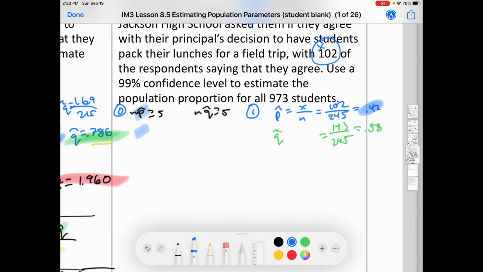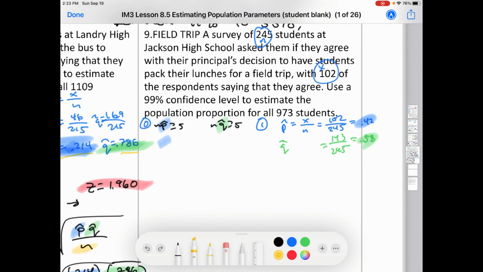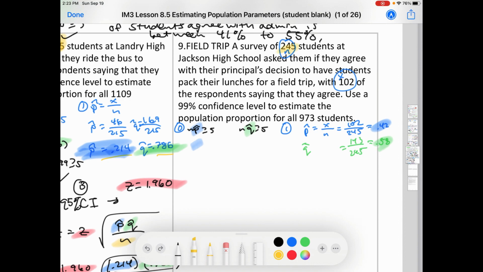So 0.42, 0.58, and we need how many students? 245. Okay. So 245 times 0.42, is that greater than or equal to 5? And then 245 times 0.58, and is that greater than or equal to 5?